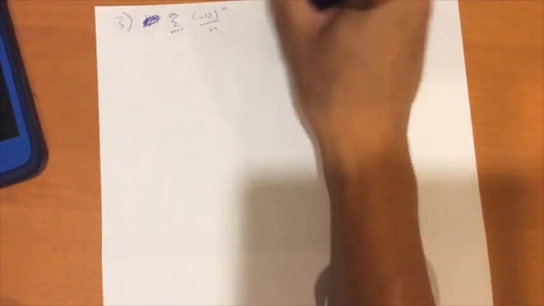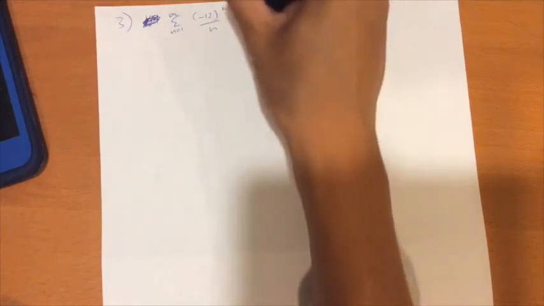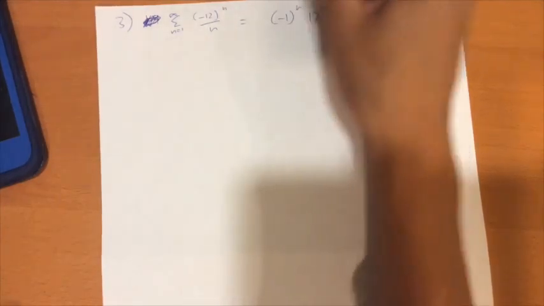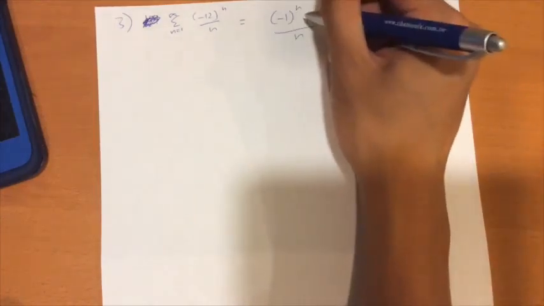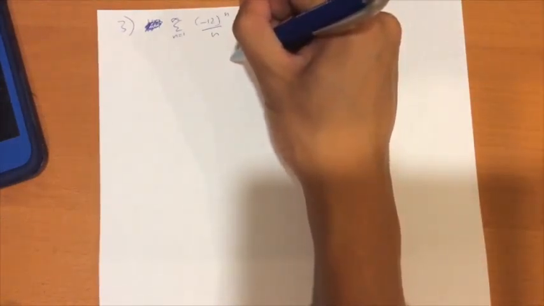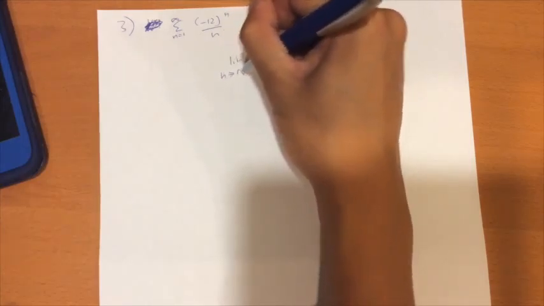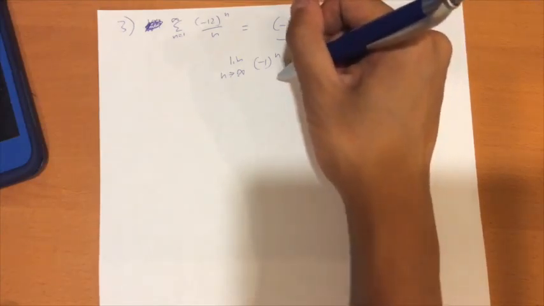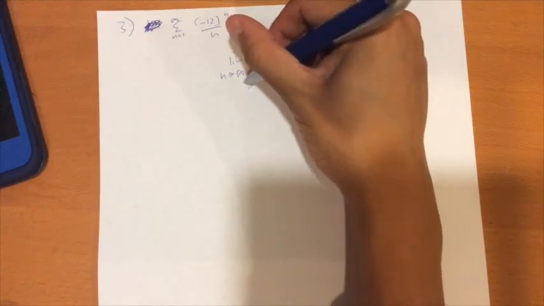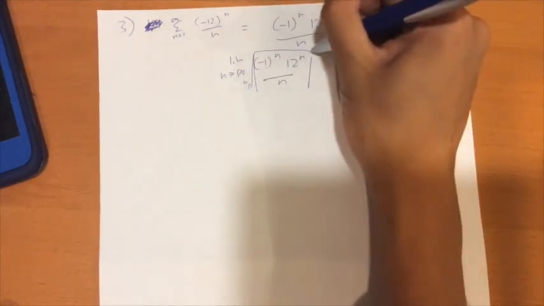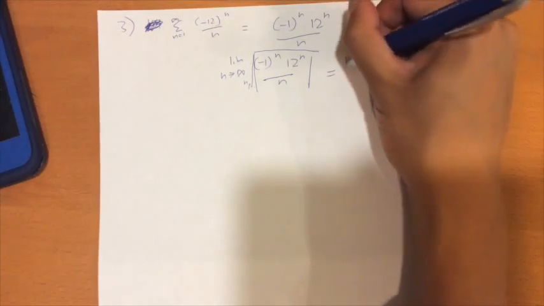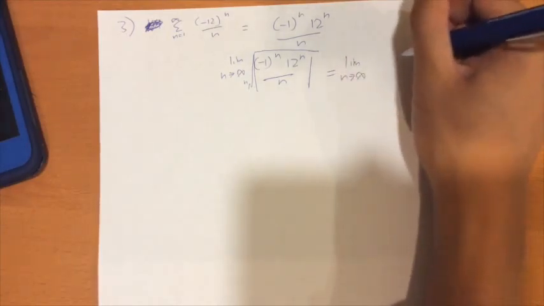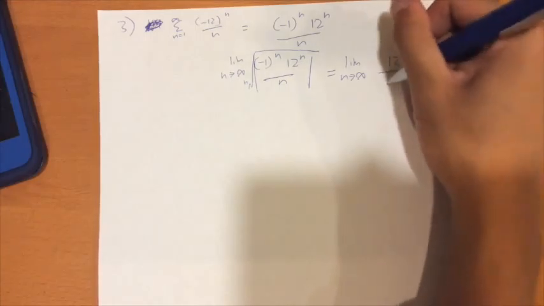Let's do one more problem. So given the summation of negative 12 to the n over n, you can rewrite this as negative 1 to the n times 12 to the n over n. So this is going to be your a sub n. So you're going to take the limit as n approaches infinity of negative 1 to the n times 12 to the n over n, all nth rooted and absolute value. So this will just become the limit as n approaches infinity of 12 over n to the 1 over n.